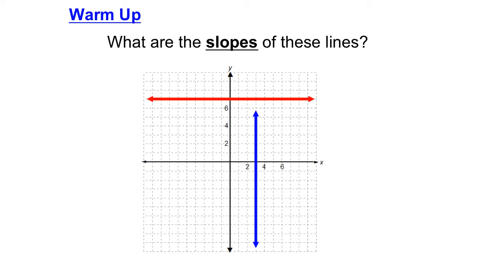I mentioned this in the warm-up of a previous lesson, but let's see if you can remember. What are the slopes of these lines? I have the red line and the blue line. What are the slopes?